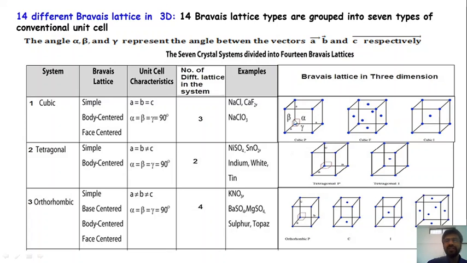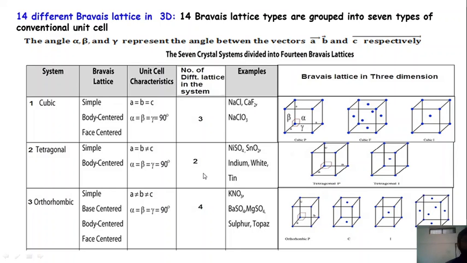The angle between these three vectors should be 90 degrees. That means these three vectors are perpendicular to each other. So the number of different lattices in this system is 3: the simple cubic structure, the body centered cubic structure, and the face centered cubic structure, that is the SC, then the BCC, and the FCC. Now these are the materials having the cubic type of structure.